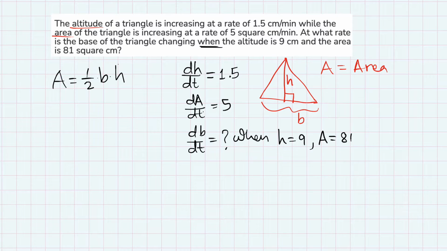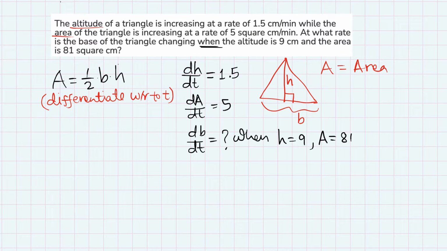So there are three variables. Variables means when they are changing: area, height changing, area changing, base changing. Now the relationship among these three variables is given by this formula. Oftentimes the relationship will be just the formula. We know area equals 1/2 times base times height. Now to find these rates, we differentiate both sides with respect to time.